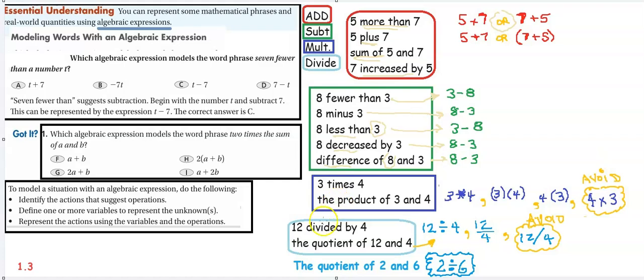Multiplication pretty much appears as times or multiply. Another subtle word might be the word product of. So you might see it written as product of. Now, with multiplication, again, we're back to 3 times 4 and 4 times 3 being the same. There's a couple ways to write that.